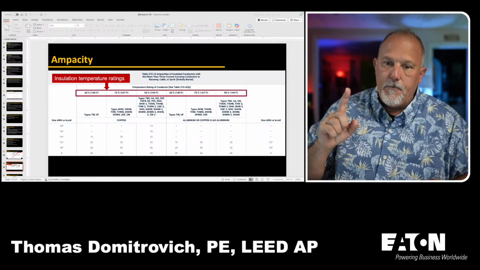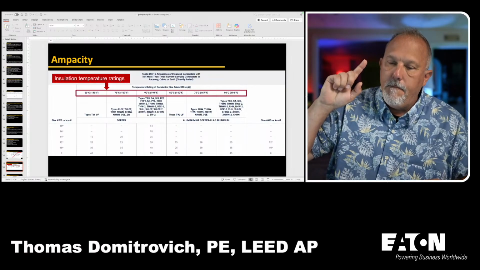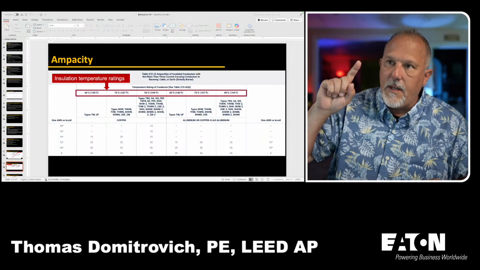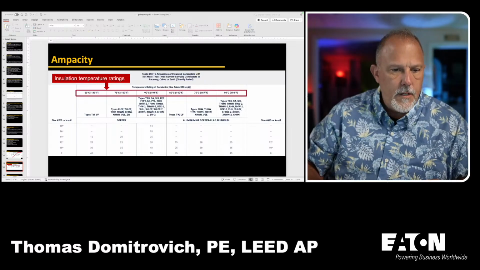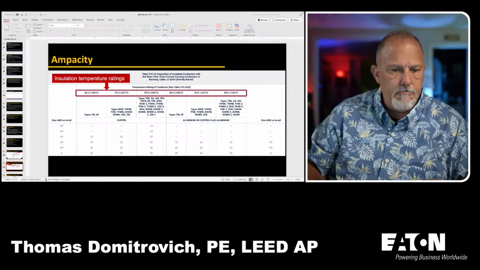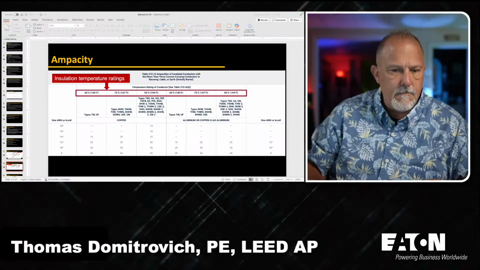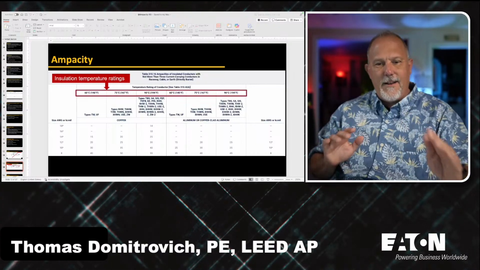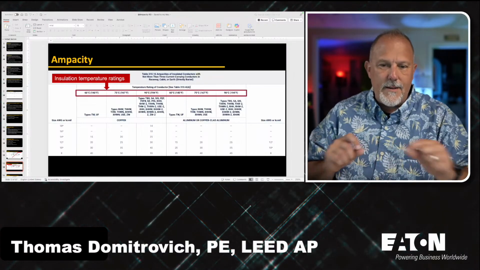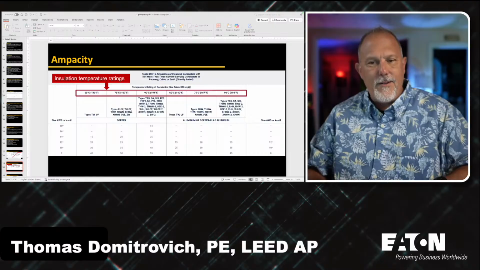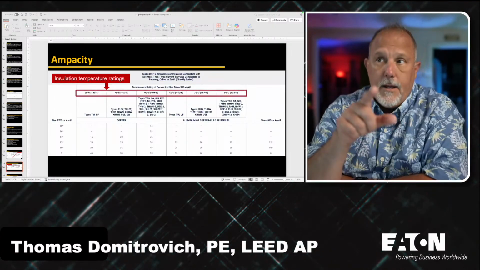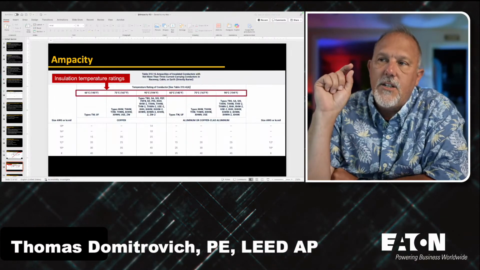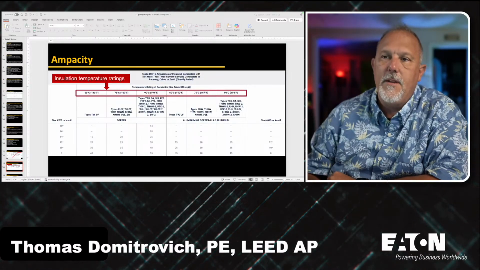All right, so I got the insulation, and you know what I'm missing? I like the little line thing going on in the background at the bottom. I had it hidden. I don't know why I had it hidden. Okay, so insulation temperature ratings are there at the top, so that tells me that information.